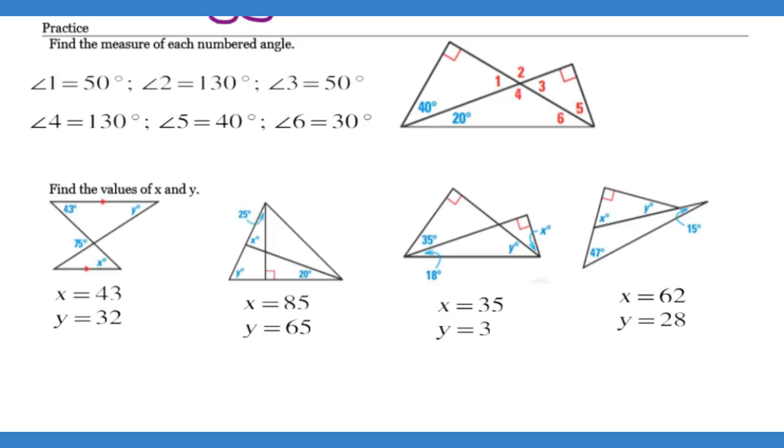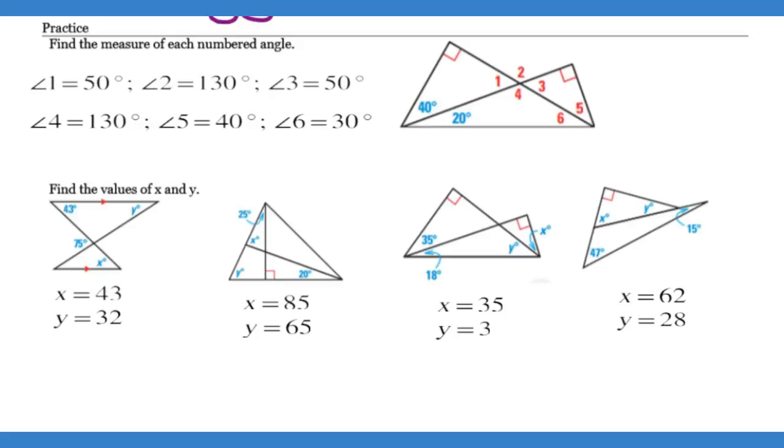All right, so in the top, angle 1 is 50, angle 2 is 130, angle 3 is 50, angle 4 is 130, angle 5 is 40, and angle 6 is 30. In the bottom 4, x is 43, y is 32, x is 85, y is 65, x is 35, y is 3, x is 62, y is 28. So if you have any questions on any of those, just make sure you ask me the next time I see you for a clarification.